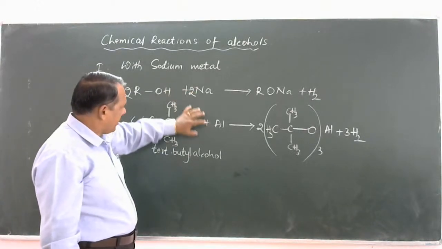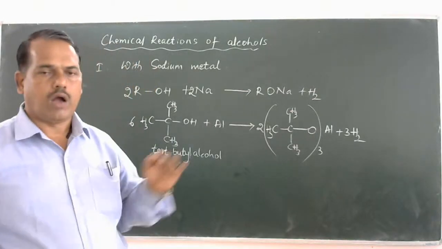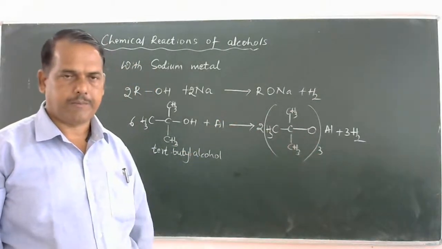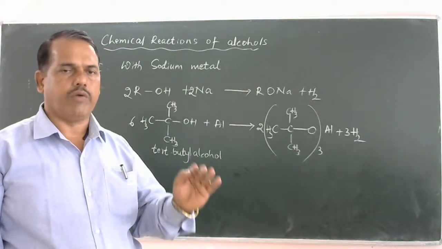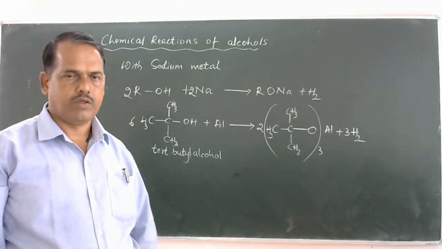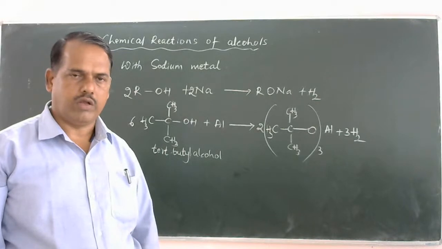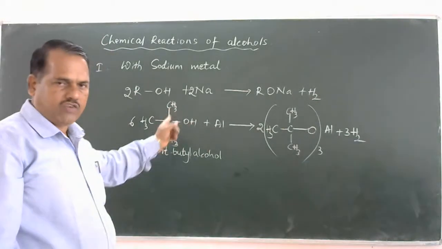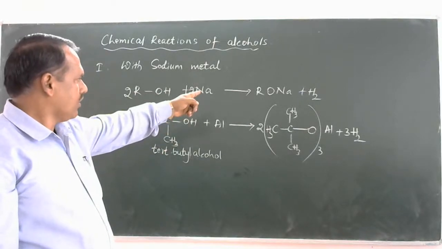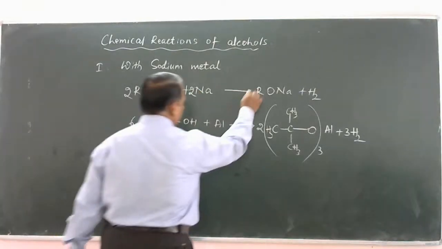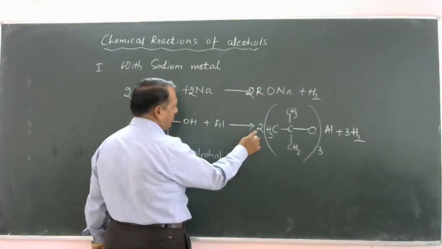From both the reactions, we conclude that hydrogen gas is liberated. It indicates that alcohols are very good acids. Alcohol behaves as an acid. Are you clear? Alcohol reacts with active metals like sodium and aluminum, and we will get sodium alkoxide. So this is nothing but 2R and H2.